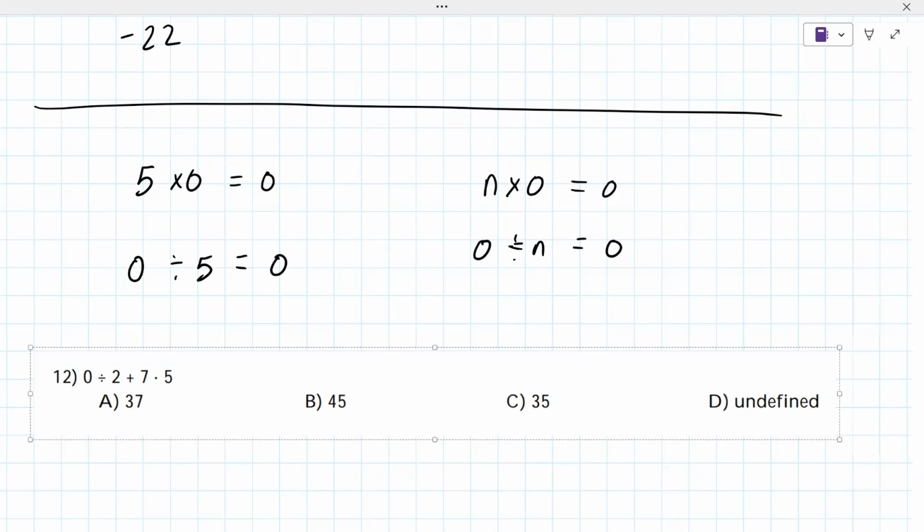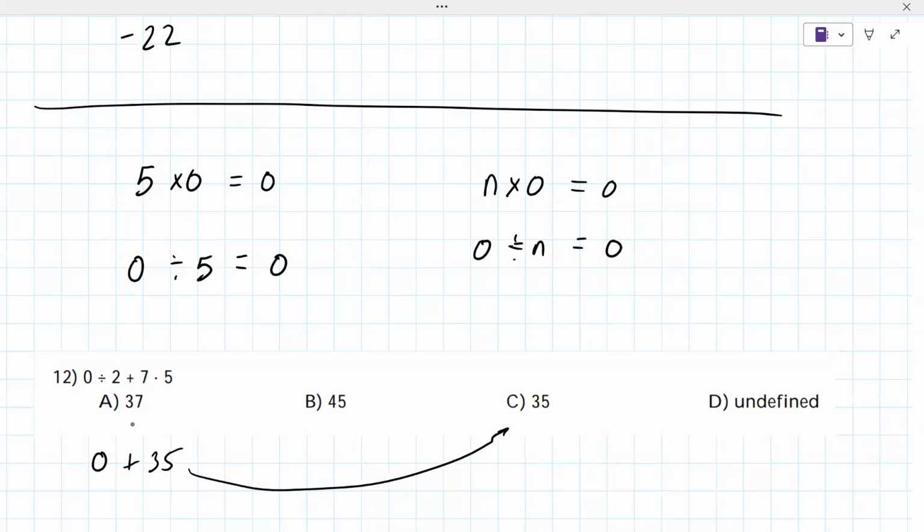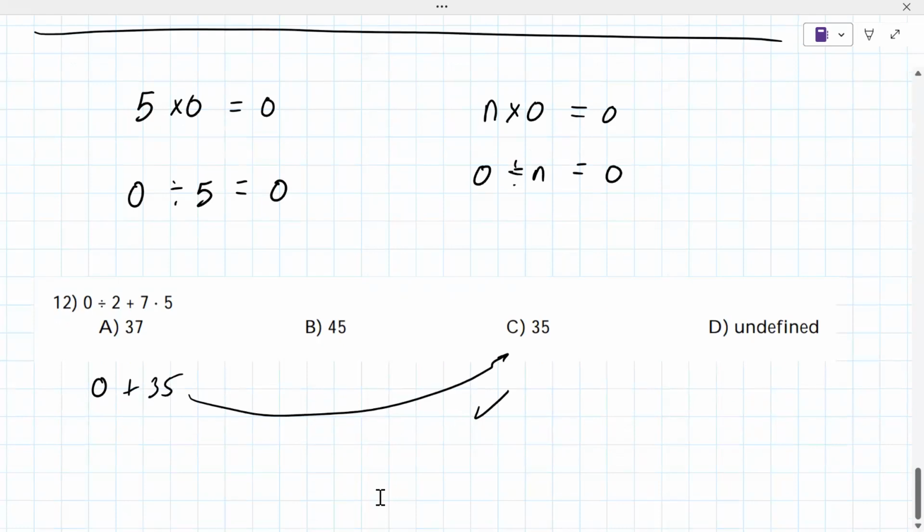Will the answer just be 35? Okay. So 0 divided by 2 is 0. And then you do the multiplication next, 35. And yes, that is correct. Very good. Okay, so those are pretty tough here.